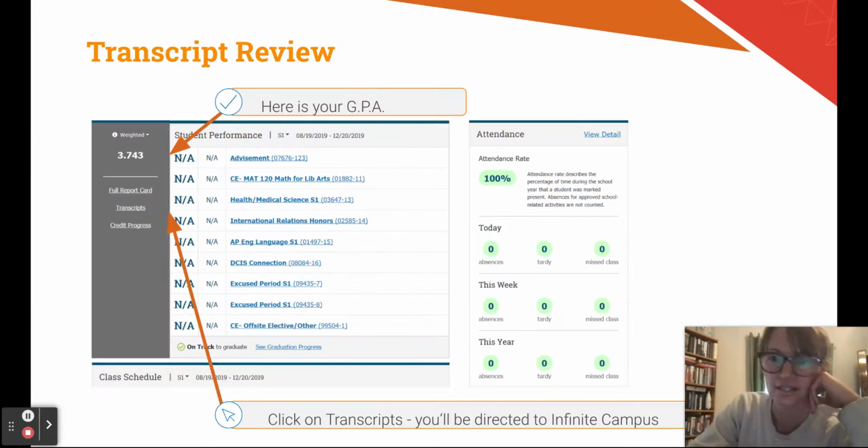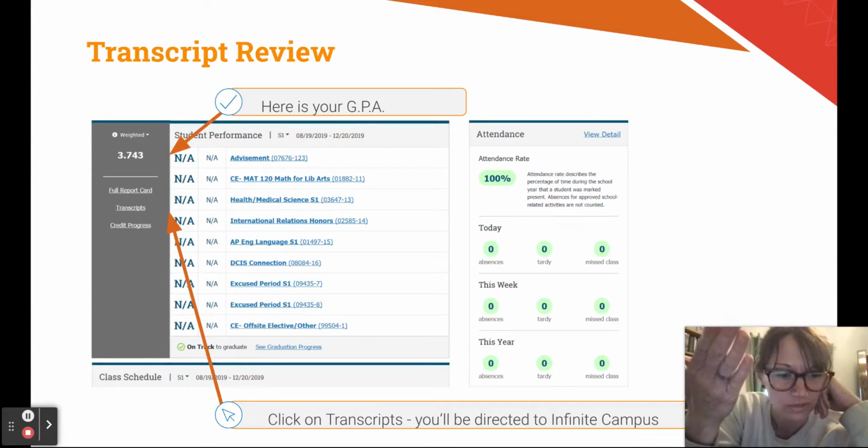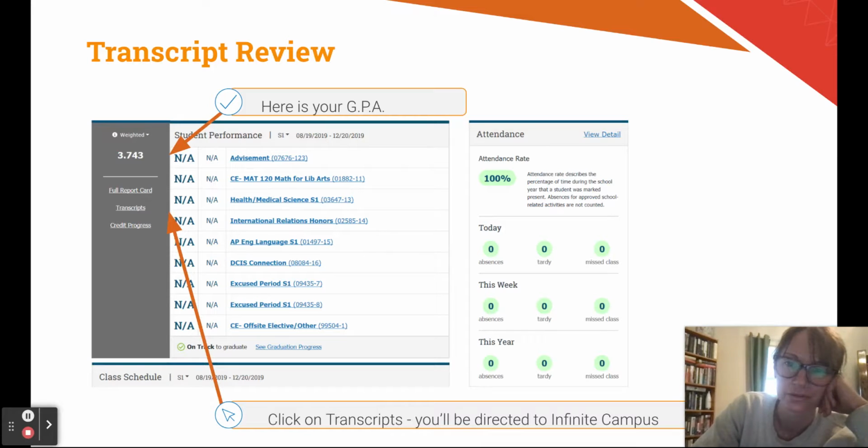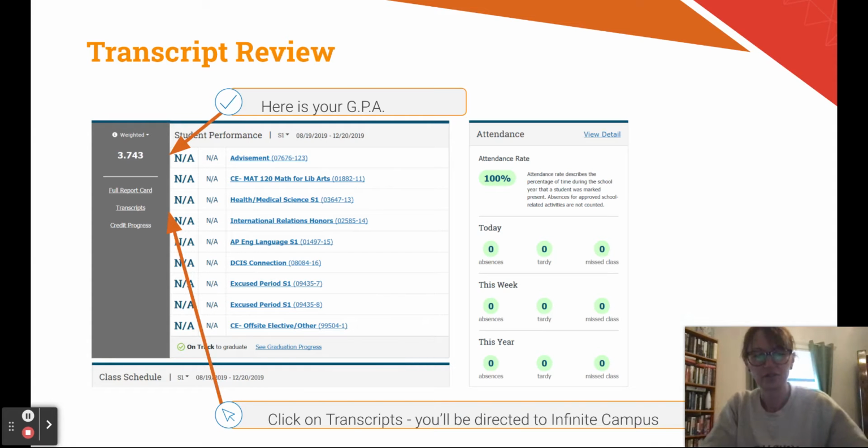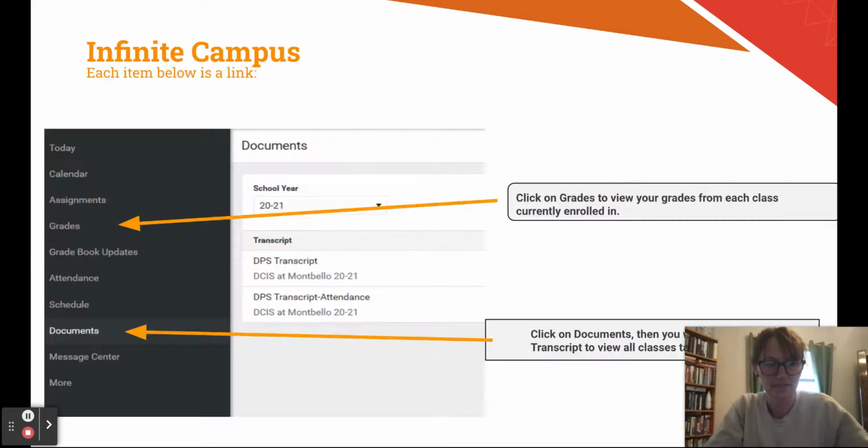The next page here is what you should see when you log into your portal, right? So that's where your GPA is, on the left-hand side, 3.7. And what we're going to do is go into your transcripts. So you're going to see right where it says transcripts under the full report card. You're going to click on that and you'll be directed to Infinite Campus. This is what Infinite Campus looks like.